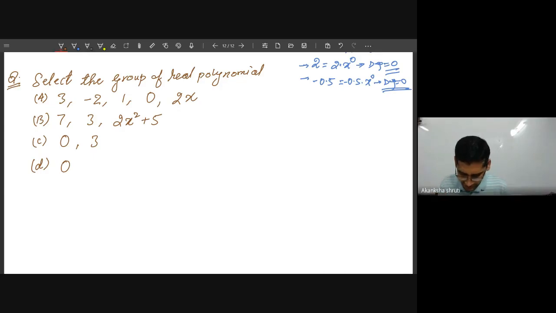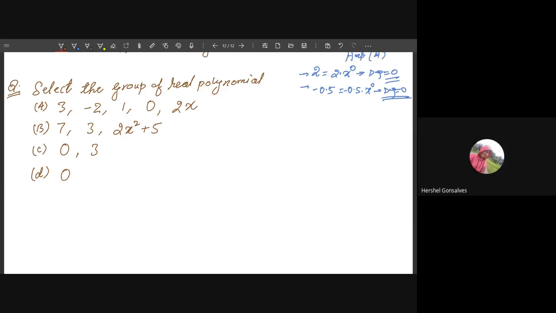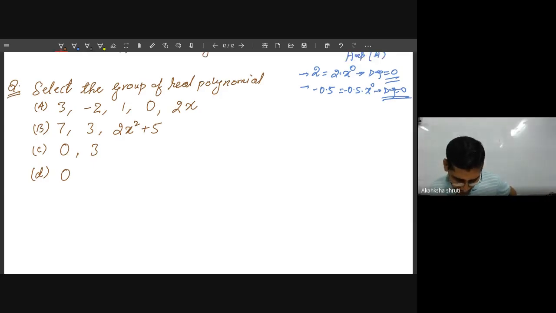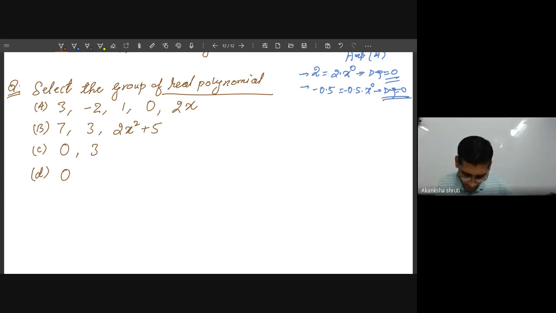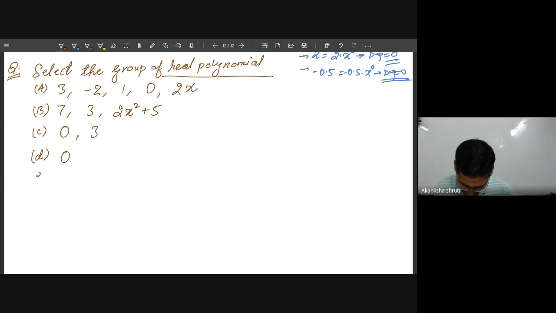Student, you have to tell. Option B, sir. Option B, which is correct. But student, I have just written this for checking you, so none of the options is correct here. And E, so let me add: none of the above.